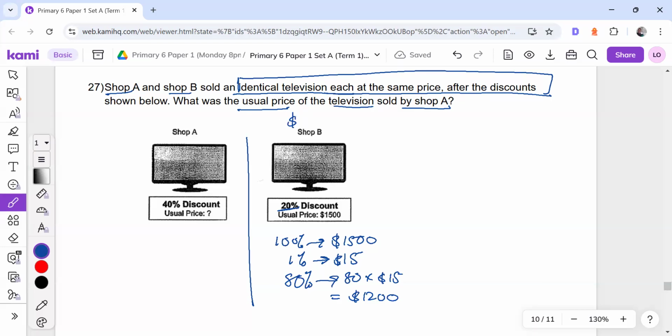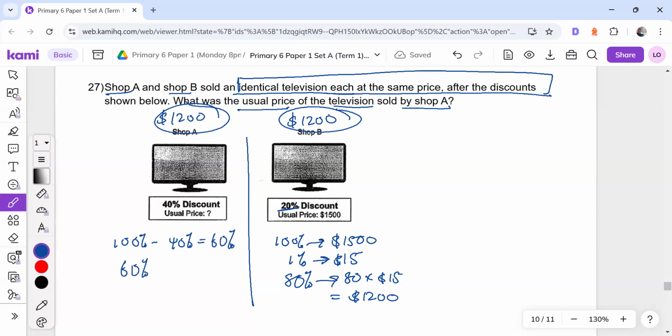Okay? So shop B sold the TV at $1,200. And isn't that the same for shop A? So shop A also sold at $1,200, but how many percent is that? That has to be 100% minus 40%, because the TV at shop A was sold at 40% discount. So I only pay 60% for this TV at shop A. So isn't my 60% the same as $1,200? So can I find 1%? So divide by 60. All right, and you will get how much? $20.